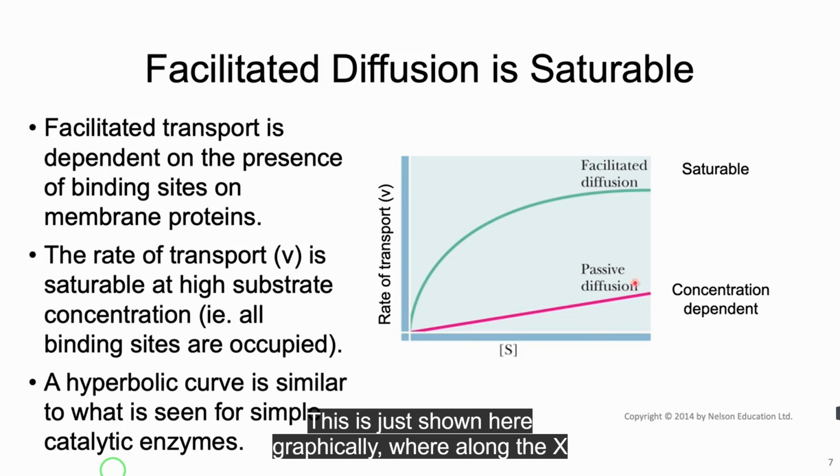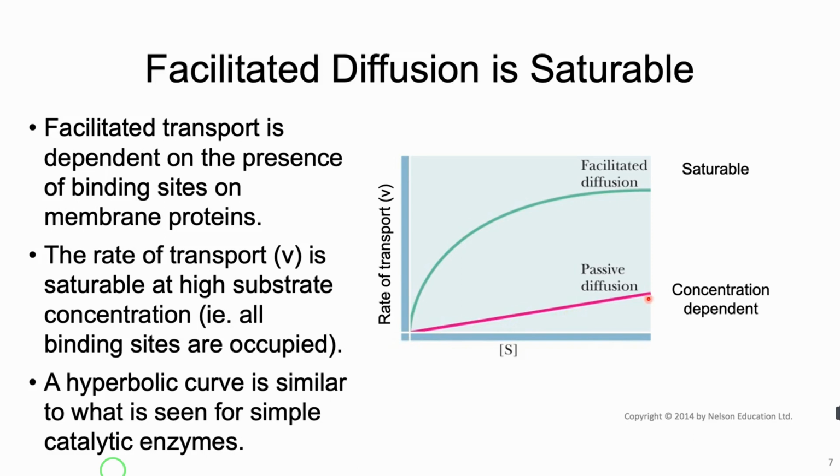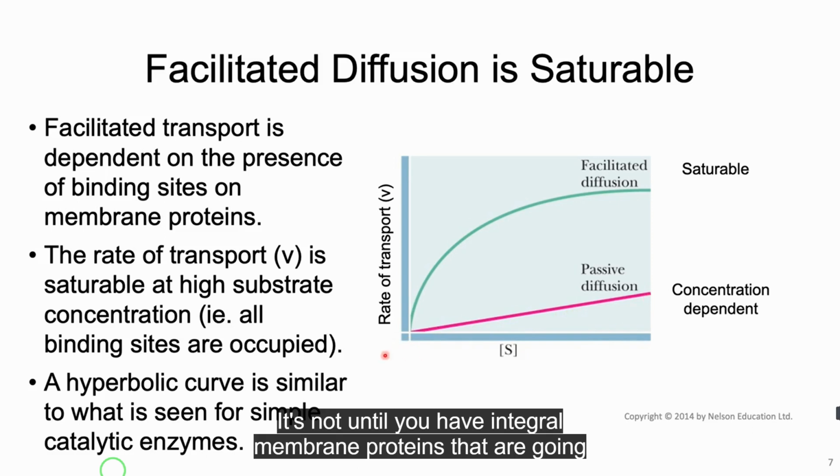This is just shown here graphically, where along the x-axis is the concentration of solute, or the molecules that are moving across the membrane, plotted as a function of the rate of transport. That's what's on the y-axis. And you can see that as we increase the concentration of solute, for passive diffusion, we see the rate increasing, but it is quite slow.